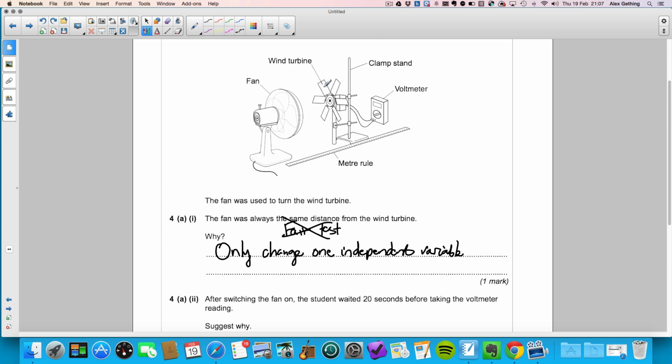Because if we change the number of blades and we change the distance, then that won't be a fair test. We're right in saying that, but we've got to put that detail in there, okay?